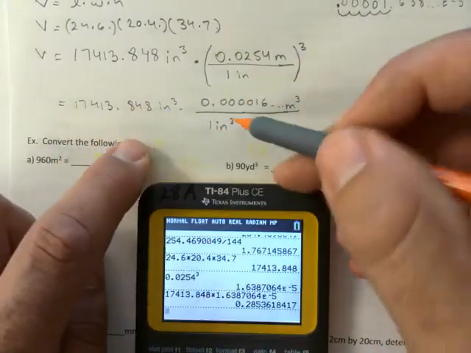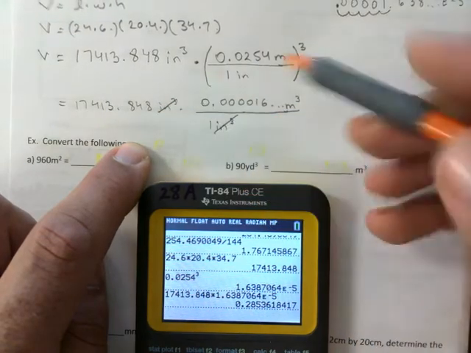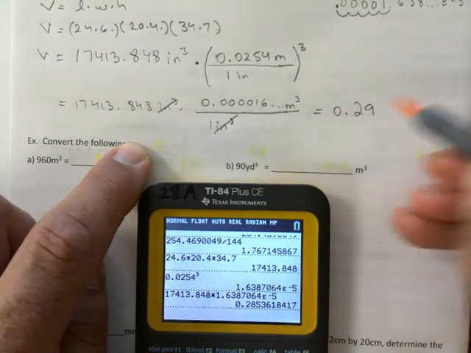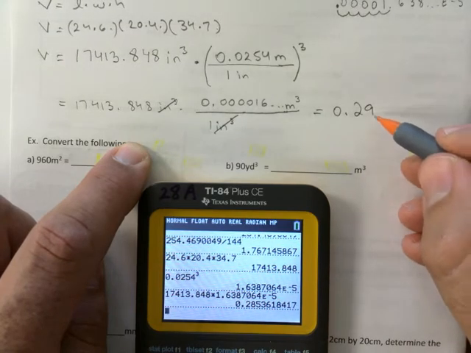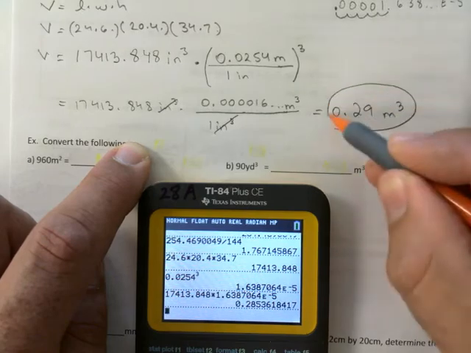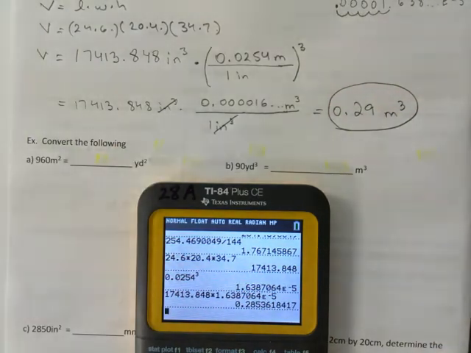So I'm going to cancel the cubic units here, and I'm going to get 0.29285, right, which rounds to 29 cubic meters. That's the volume of that box in cubic meters. Okay.